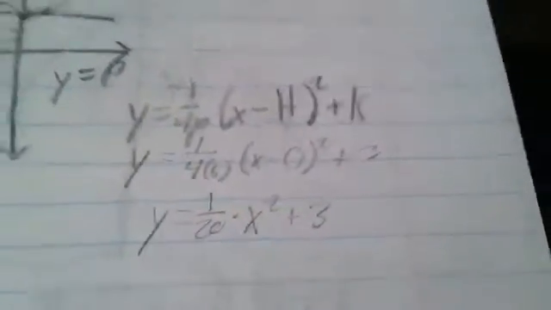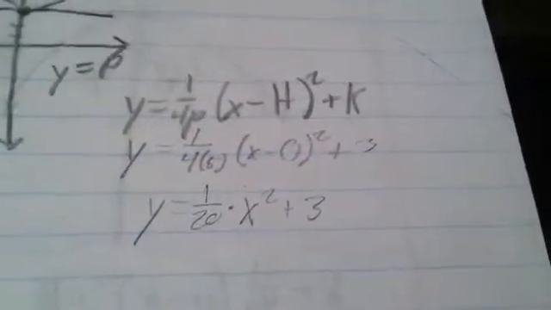y equals positive 1 over positive 4p, parentheses x minus h squared plus k. Since the vertex is 0, 3, h is going to be 0 and 3 is going to be k. Then you're going to simplify it in the most possible way. 5 is going to represent the focus point.